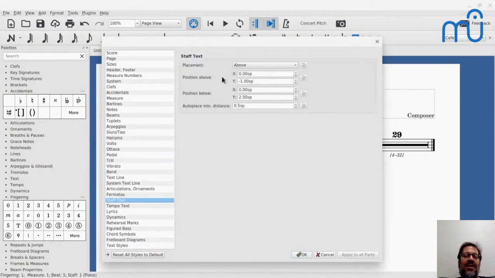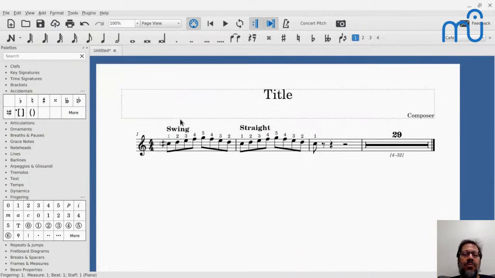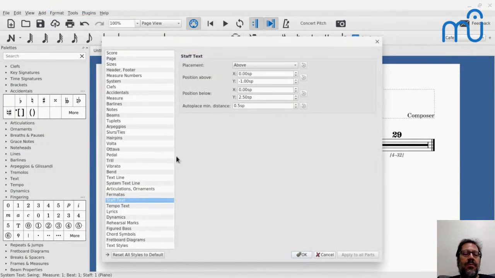So the staff text setting here is what determines certain things about staff text, like how far above the staff, how far below the staff your staff text would go, so that if you place it, if you hit X, like I don't know if you know that, but you can hit X to move anything. Like if I press X right now, boom, it's below the staff. Boom, it's above the staff. Those settings that we were just looking at control how far above, how far below.